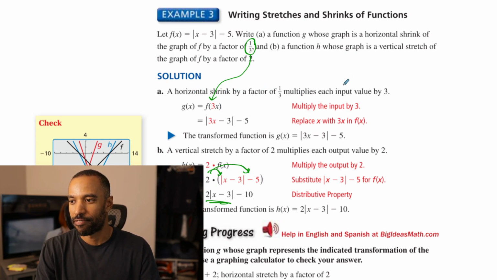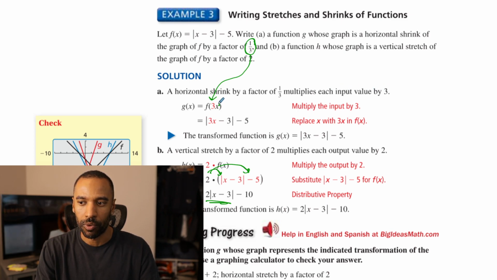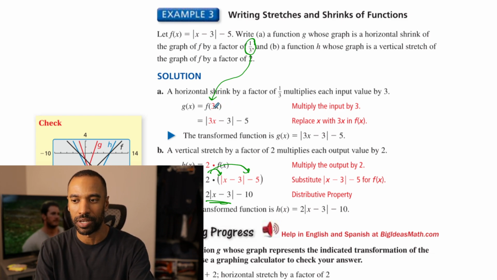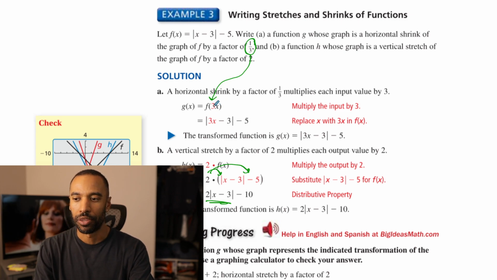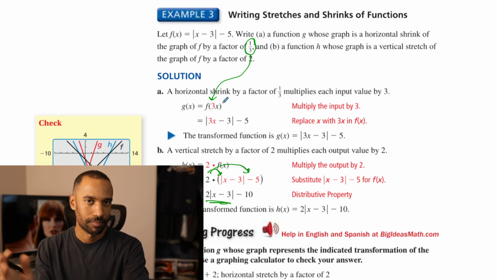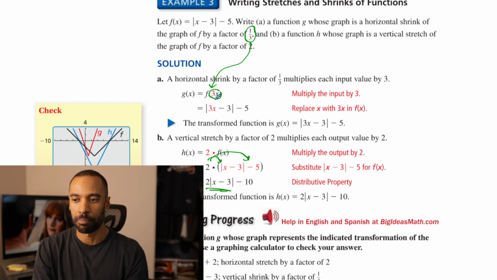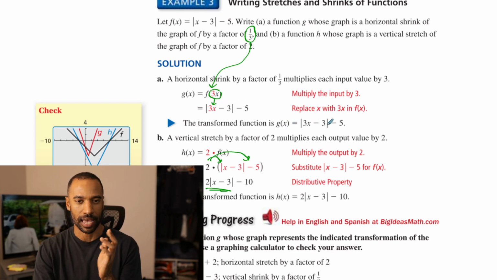A horizontal shrink by a factor of 1/3 multiplies each input value by 3. Keep in mind you would plug in x values that are 1/3 of what they normally would have been to maintain the same y values if the 3 wasn't there. 1/3 times 3 is 1. That's how it works. So 3x goes in for your input right there. Boom. Instead of x minus 3, it says 3x minus 3, and that's their equation.